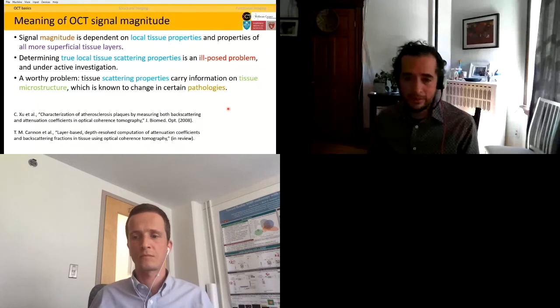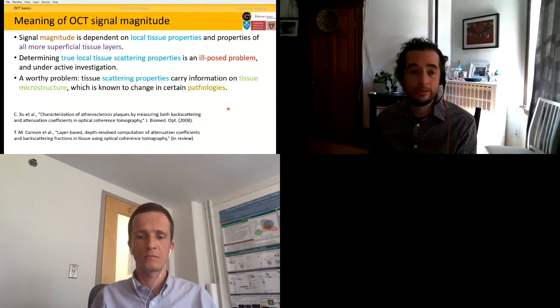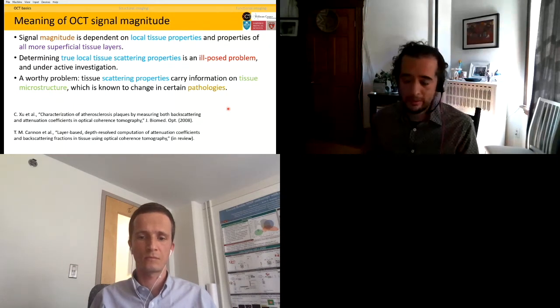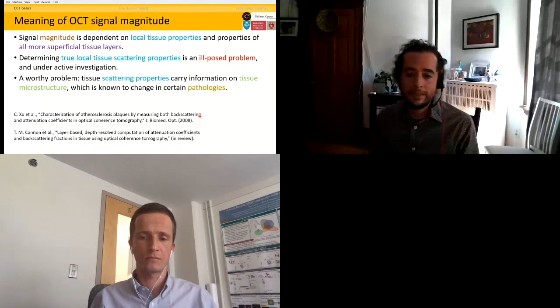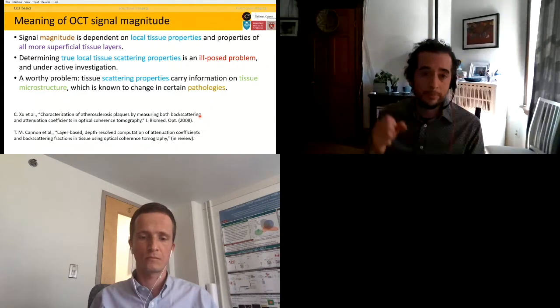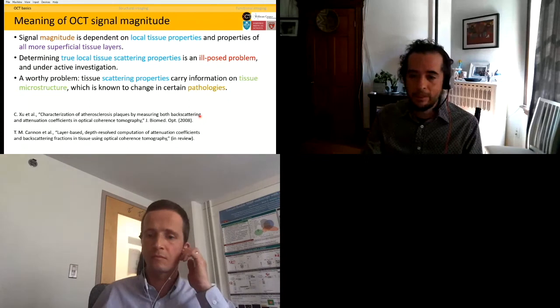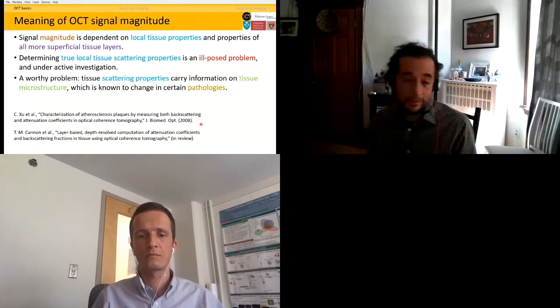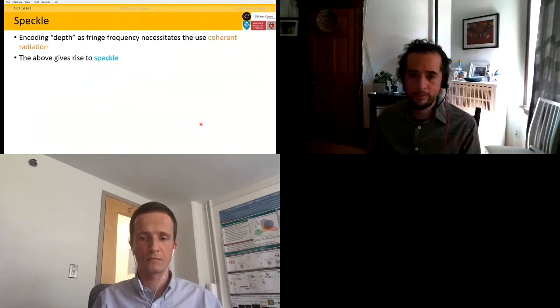It's an active investigation, because scattering properties of tissue carry information on tissue microstructure, which is known to change in certain pathologies. These are two examples of leveraging this type of analysis in order to obtain microstructural information on tissue, in which the bottom one is actually from our group and is currently under review. However, as far as I know, there haven't been any attempts at leveraging machine learning in order to crack this problem.